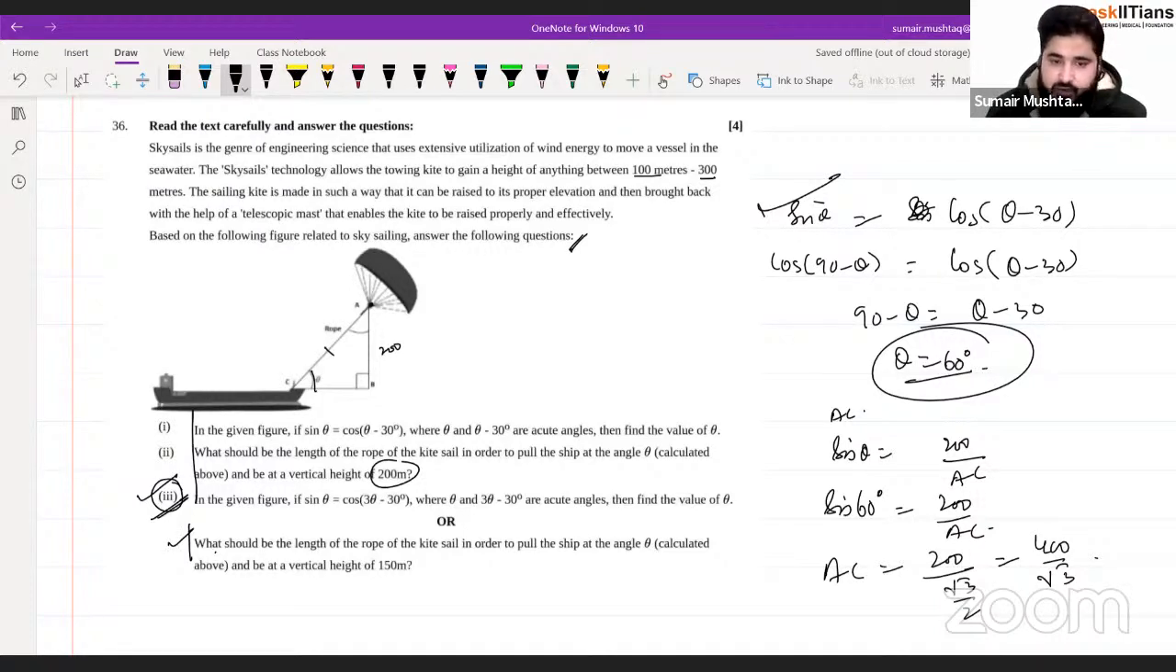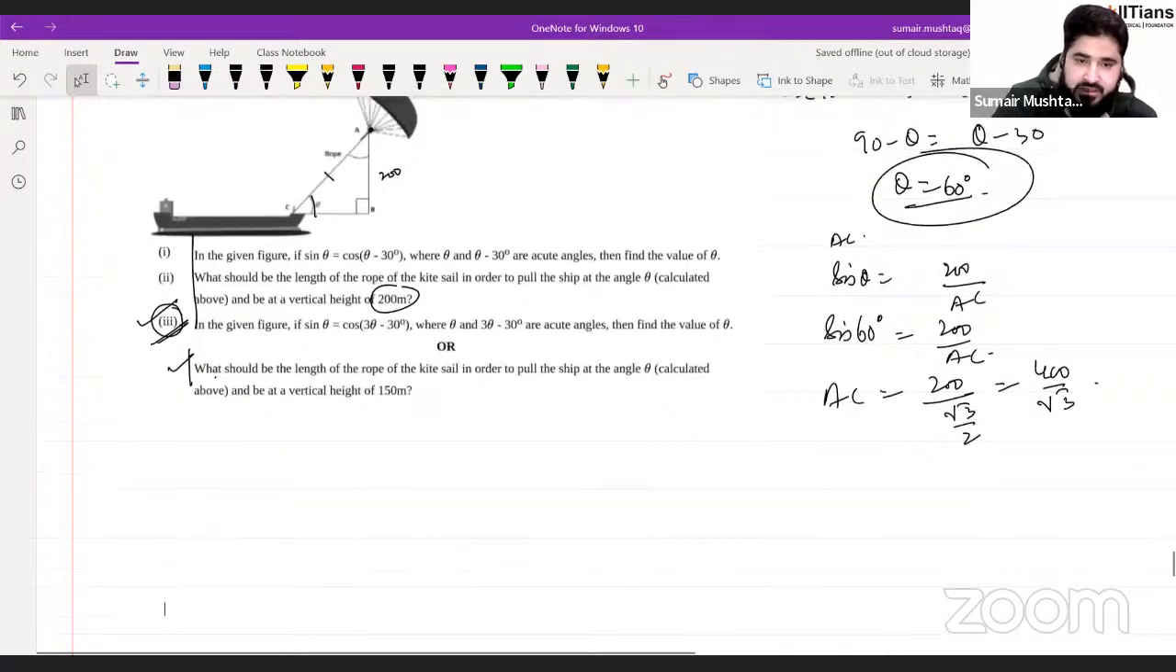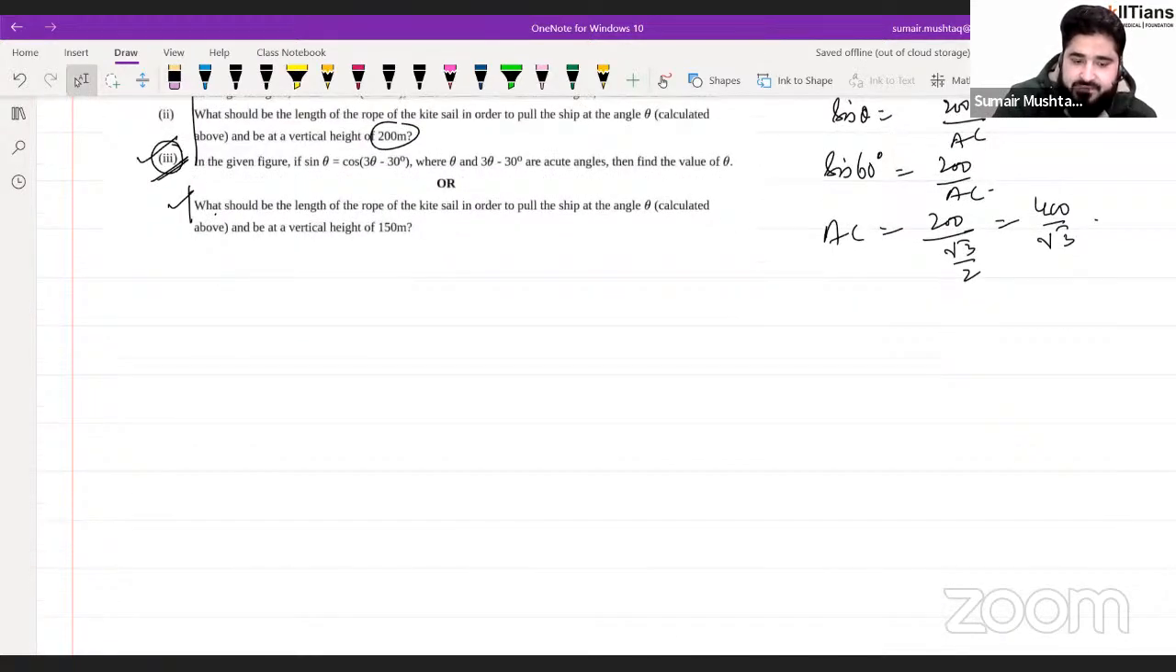What is the length of the rope of the sky sail kite in order to pull the ship at the angle of theta calculated above, with the vertical height as 150? Calculated above means whatever theta you have calculated, you can use it here and get the height. Here it is not 200, it is 150.